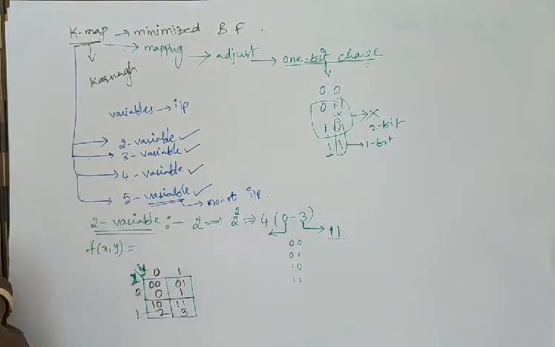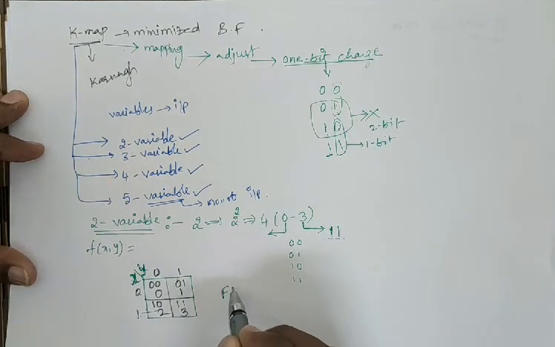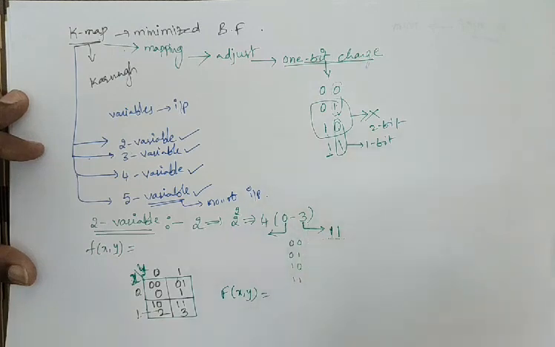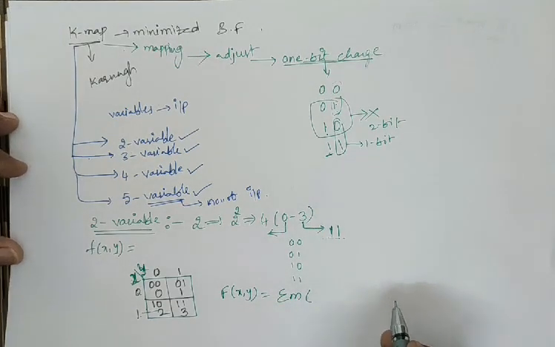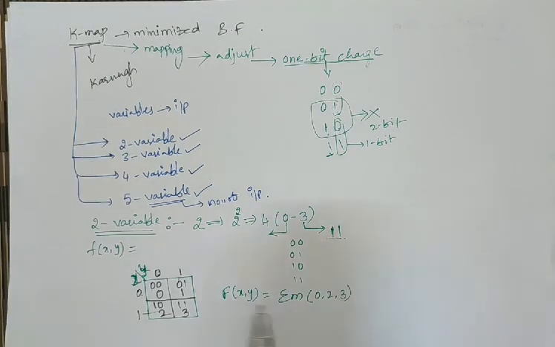So here it is, the function f of x comma y is equal to, the range is up to 0 to 3 only. That means summation of small m, that means SOP, sum of products, summation of min terms. I am defining 0 comma 2 comma 3. Then how to map the terms?